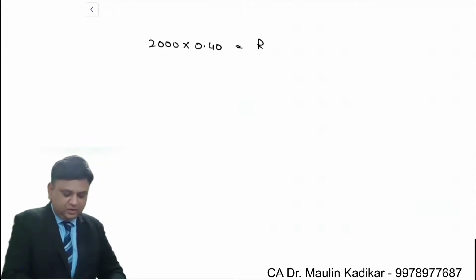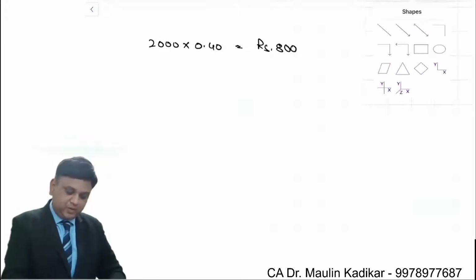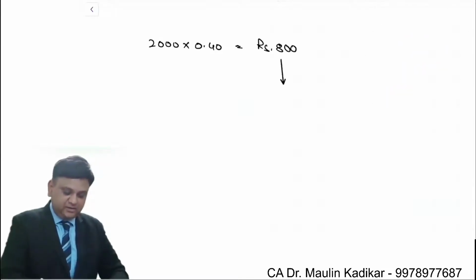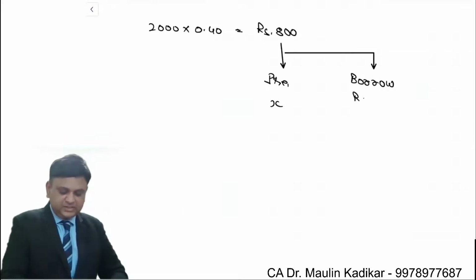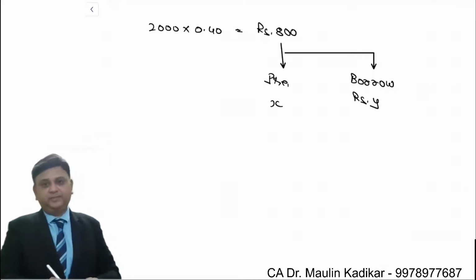So what happens? Let's say 2000 into 0.4. I require an amount of rupees 800. On sale of the call option, I have already collected a premium of rupees X. The remaining amount I will borrow. What is the amount that we borrow? Let us say that I borrow rupees Y.